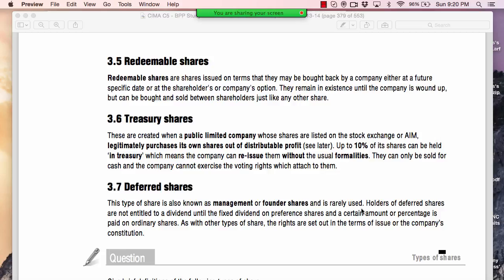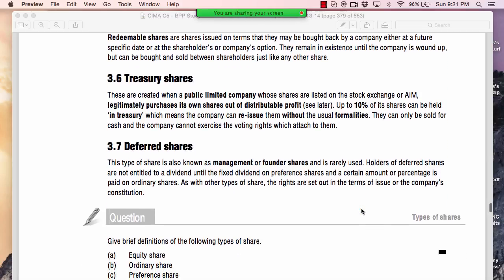regulations, right? Yeah. Deferred shares are linked to management of founder shares and it is rarely used. Holders of deferred shares are not entitled to a dividend until the fixed or preference shares of a certain amount percentage is paid on ordinary shares. We also said the treasury shares we have to sell for cash and they do not attract any voting rights. Now deferred shares are also initial shares, right? And it says they are not entitled to a dividend until the fixed dividend or preference shares and a certain amount of percentage is paid on ordinary shares.